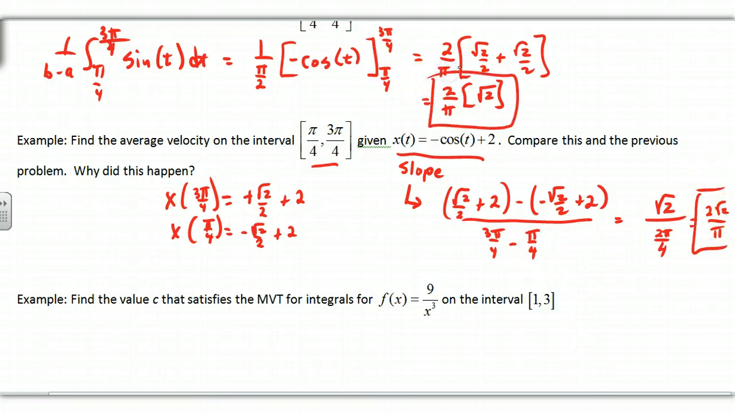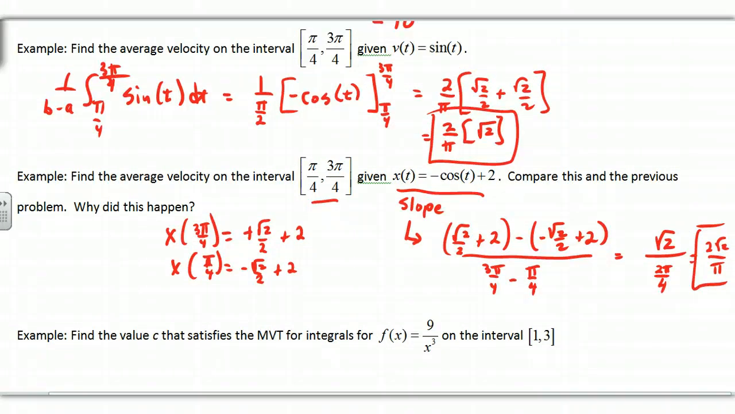So finding the average value is the same. And you can think about it like this. Average velocity. If I ask you to find the average velocity, think, oh, I've got to take the slope of the secant of the position function. I don't have the position function. How do you get it? Well, you take the antiderivative. So you can use this if you're given the velocity and finding the average velocity.